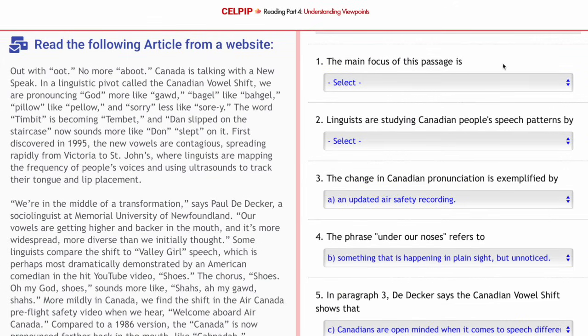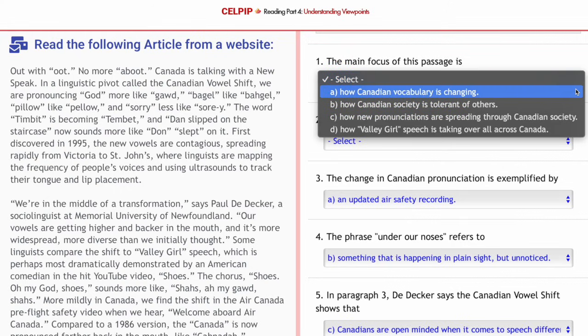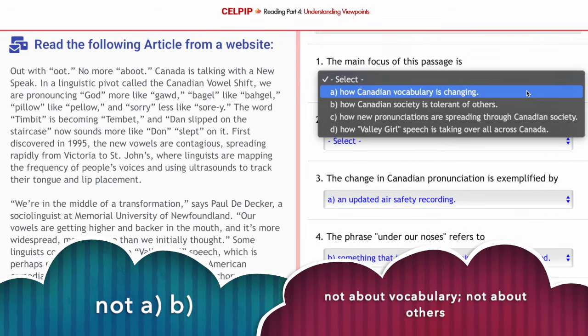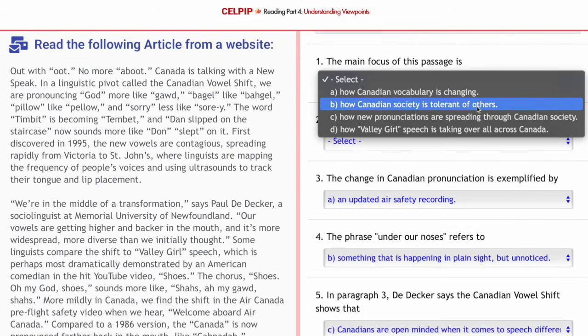Okay. So what about number 1? The main focus of this passage is to, so again, how Canadian vocabulary is changing, how Canadian society is tolerant of others, how new pronunciations are spreading through Canadian society, how Valley Girl speech is taking over all across Canada. So it's not A for sure because it's not about vocabulary, okay? And also it's not B because it's not just tolerant of others, it's tolerant of language. So C or D, new pronunciations are spreading through Canadian society, or Valley Girl speech is taking over all across Canada.